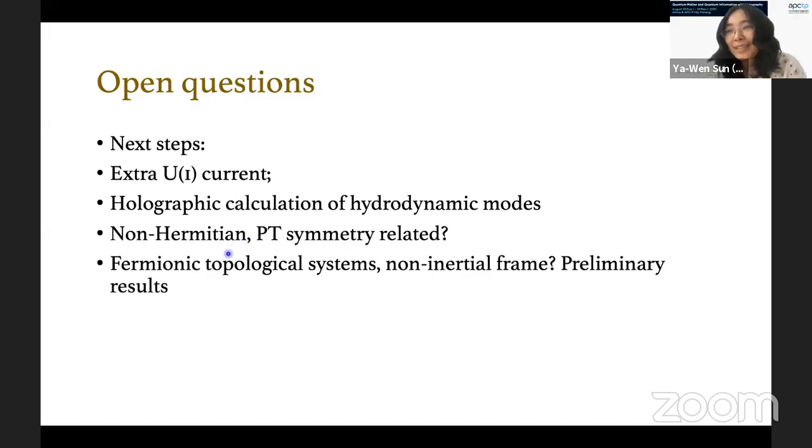This is related to PT-symmetry-protected non-Hermitian quantum mechanics. Because here we also have a non-Hermitian effective Hamiltonian, but whose eigenvalues give a real spectrum, we are trying to find out if this is related to this PT non-Hermitian physics. Another thing that we are working on is to see if non-inertial reference frames also produce non-trivial fermionic topological states of matter.